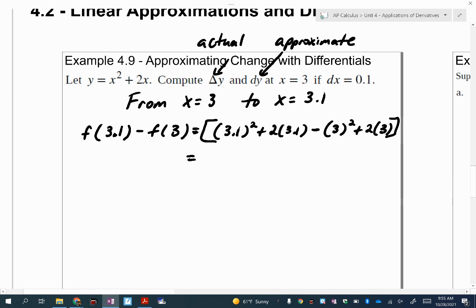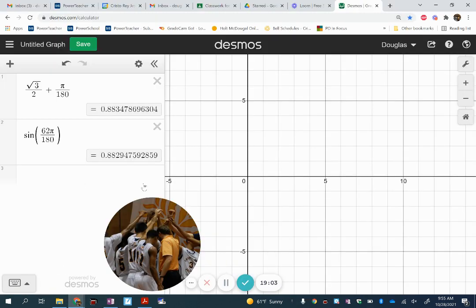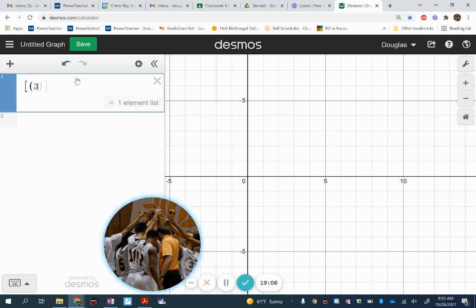I'm going to go to Desmos to type it in. I'm going to do 3.1 squared plus 2 times 3.1, then minus, put these in parentheses, 3 squared plus 2 times 3. Okay, it didn't like that. What did I do? Too many brackets. Just take out the brackets. All right, so the answer is 0.81.